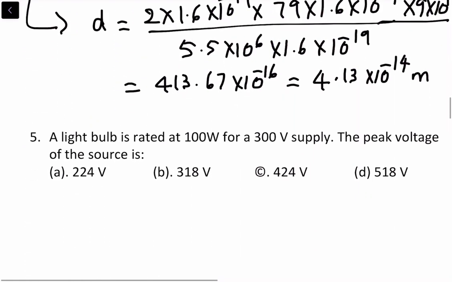Let's go for the fifth problem. A light bulb is rated at 100 watts for a 300 volts supply. The peak voltage of the source is peak value. It is a simple problem, not that much difficult.